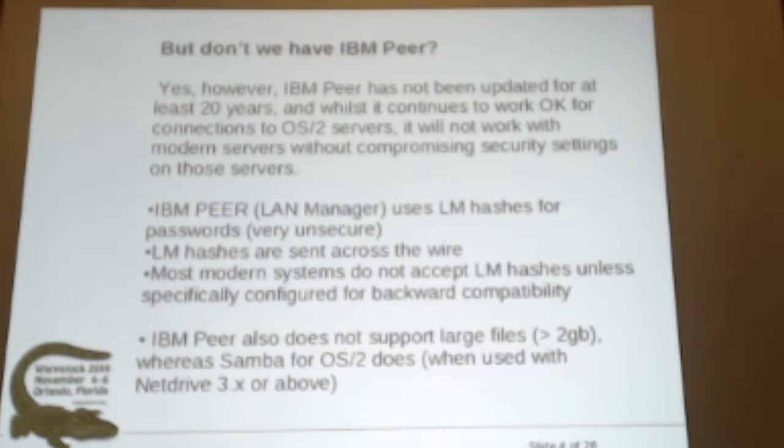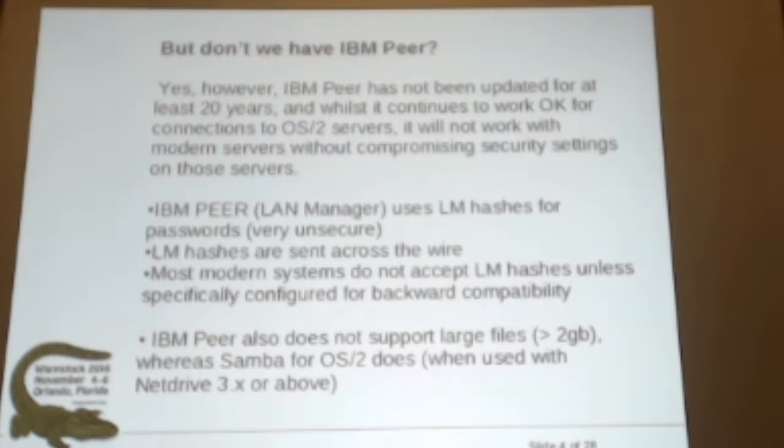Things like the password authentication that IBM uses are very insecure, so you have to downgrade security settings on those servers to allow it to connect. It sends a lot of traffic over the wire in terms of passwords, and not very well encrypted. So if anyone was tapped into your network, quite likely that someone could sniff your password out and break down security. So the comment there: most modern systems do not accept LM hashes unless specifically configured for backward compatibility, and with newer Windows versions, that starts becoming a problem.